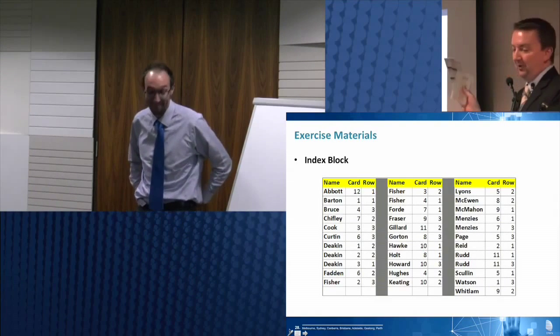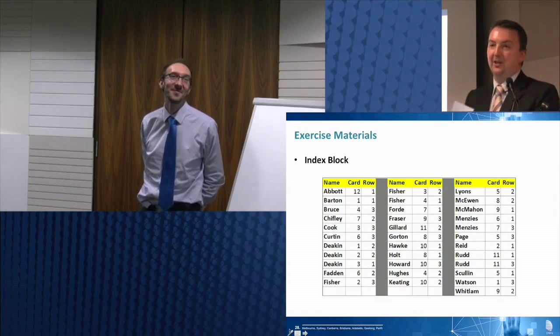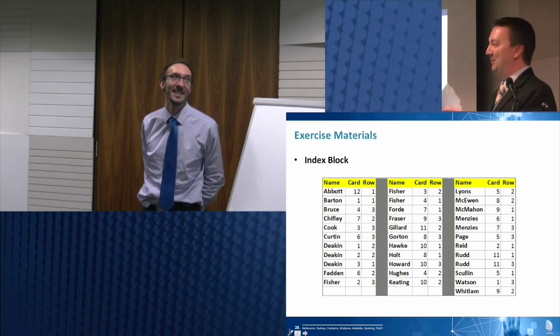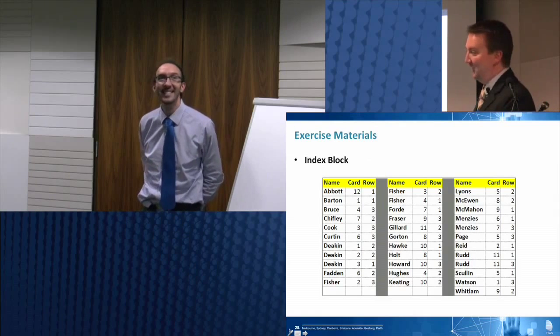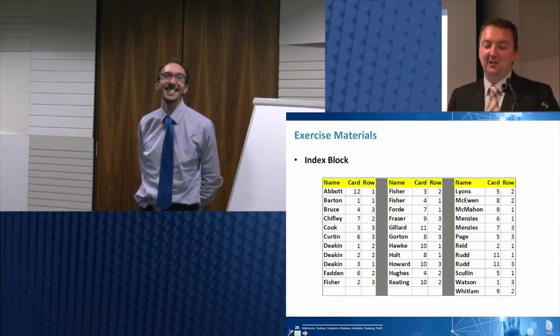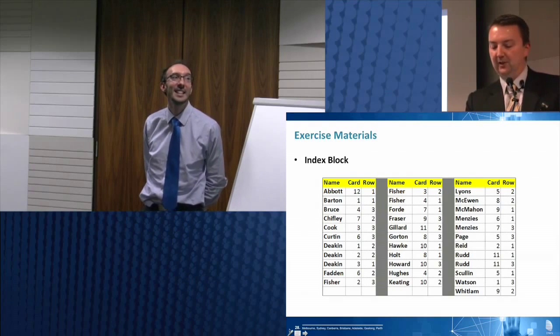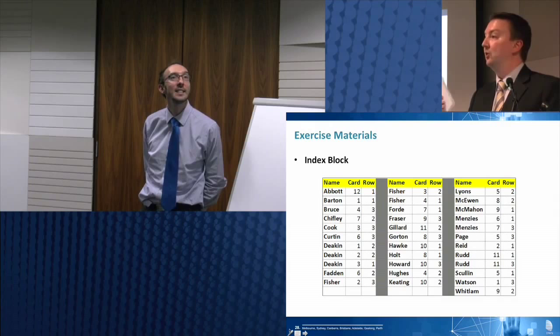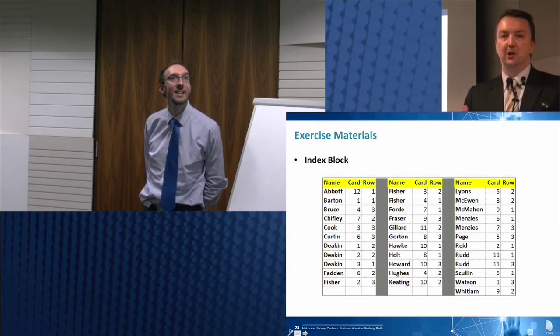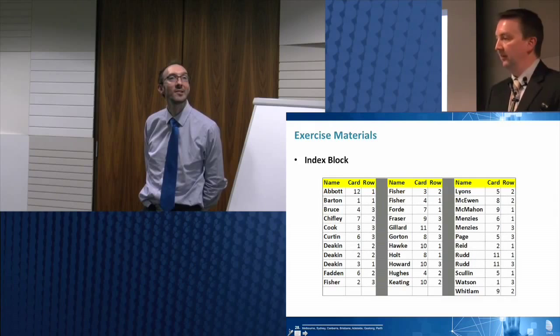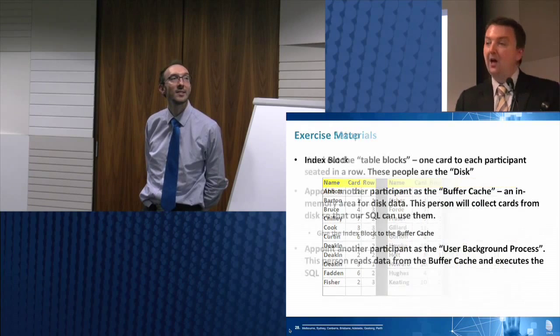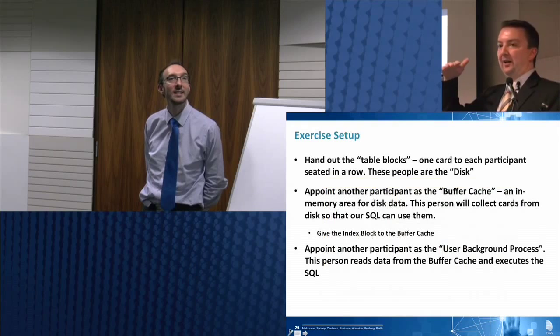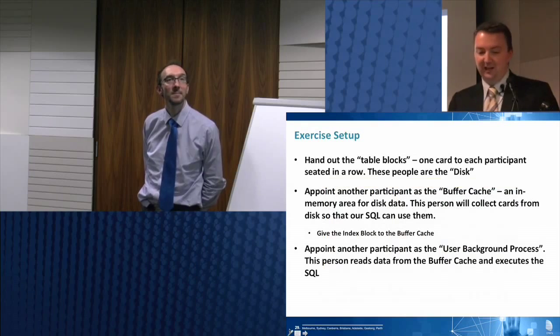Okay, I've got index blocks here as well, the index cards, but the index cards will be in the buffer cache, or in the hands of the buffer cache in this example. Here's an example of the index block. If we have a look at the very first entry in the index block, this is an index on surname. So I've got surname Abbott. Abbott is going to be found on card 12, or block 12 in the database, row 1. So first row, 12th card of the database. That's how indexes work. I'm not going to attempt to replicate in this example the B-tree structure of the index. I've already explained that. I assume you get it.